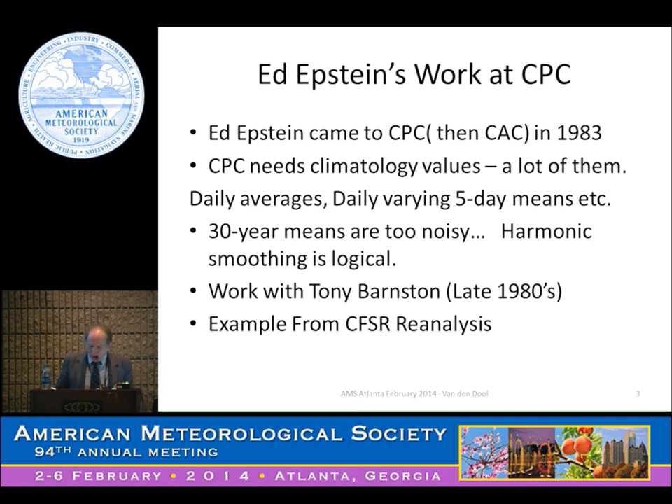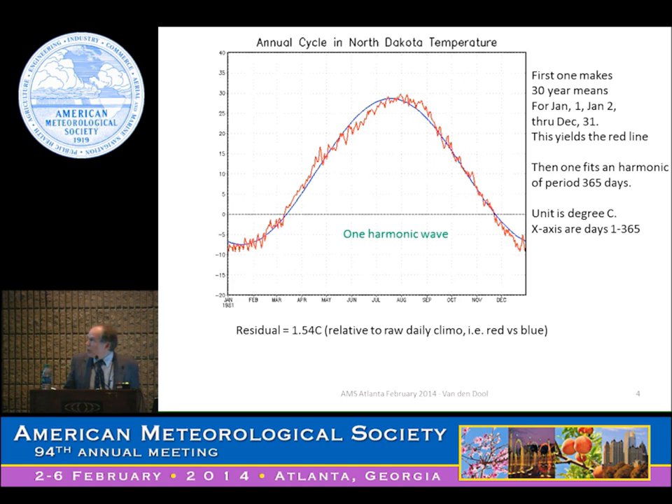One thing wrong with climatologies is, at first glance, they seem perhaps a little bit too easy. Adding 30 numbers and dividing by 30 doesn't seem that difficult. But you have noise, and we have a lot of climatologies to derive. We need daily averages and daily varying five-day means, et cetera. So he worked with Tony Barnston on the problem.